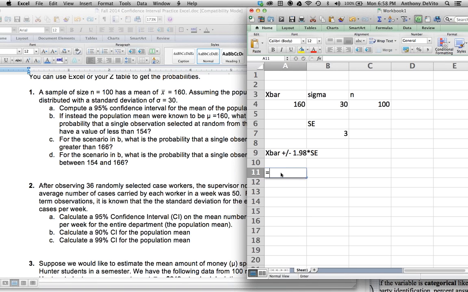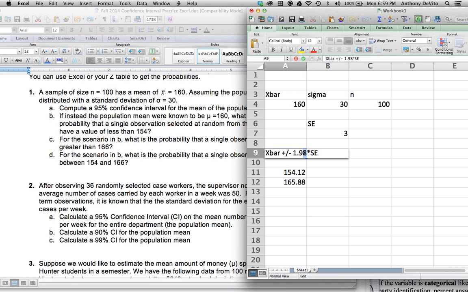Okay, so let's work that out. First number is going to be equal to 160 minus 1.96 times the standard error, which is equal to 3. I calculated that already, so I'll just click into that box. Okay, and what is that? It's 154.12. And for our upper limit, it's going to be the X bar, which is 160, plus 1.96 times the standard error, which is 165.88.